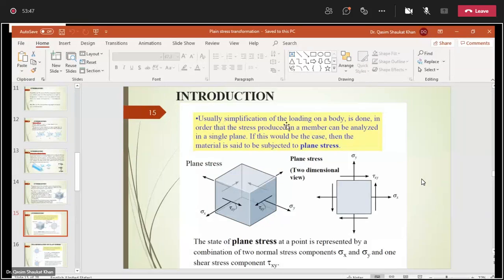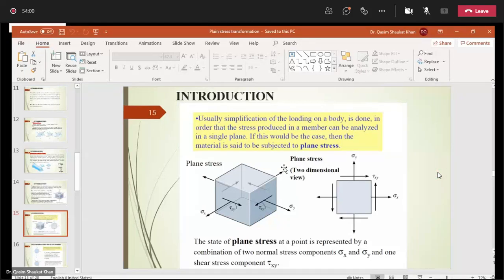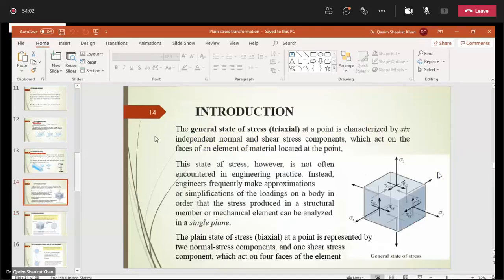Usually, simplification of the loading on a body is done in an order that the stress produced in a member can be analyzed in a single plane. So we have modified our case from a three-dimensional element, in which we have x, y, and z axes, and we had three normal stresses and three shear stress components.